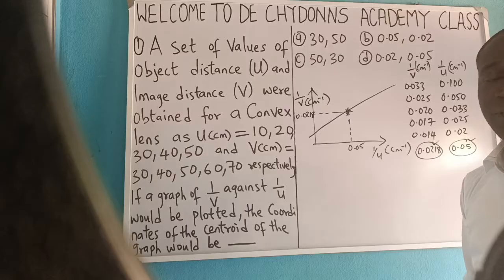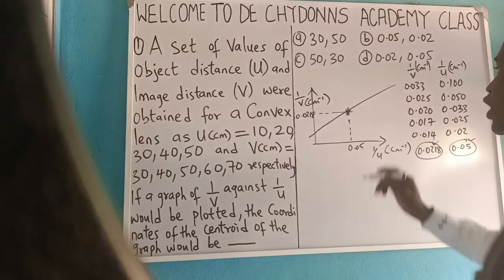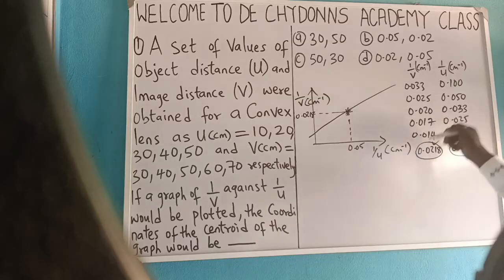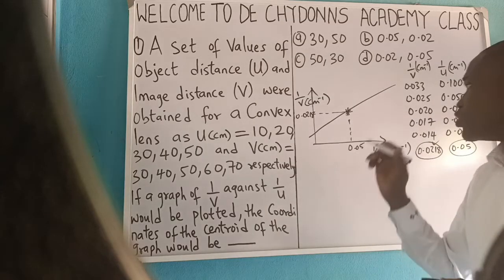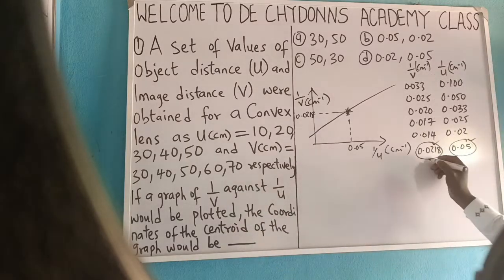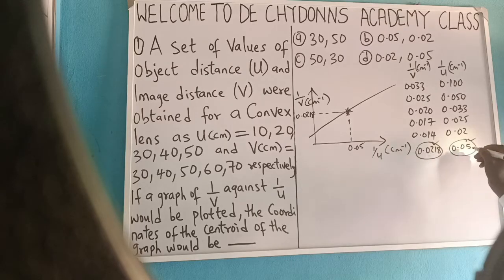Line of best fit is wrong. Yes, it must pass through the what? The mean of the vertical and the mean of the horizontal. I don't know if you get it. So they asked, what is the coordinate of the centroid? This is the centroid. The coordinate is 0.02 and 0.05.